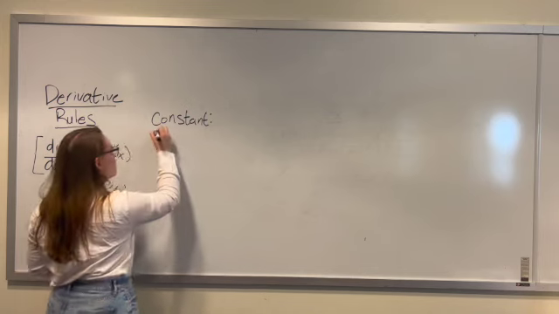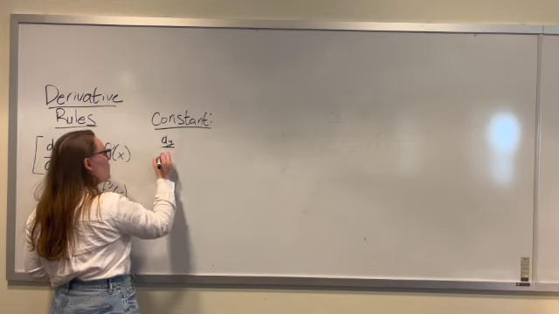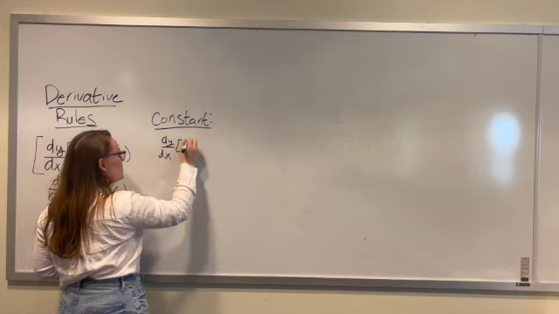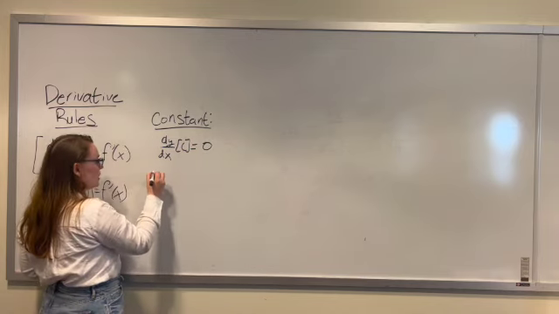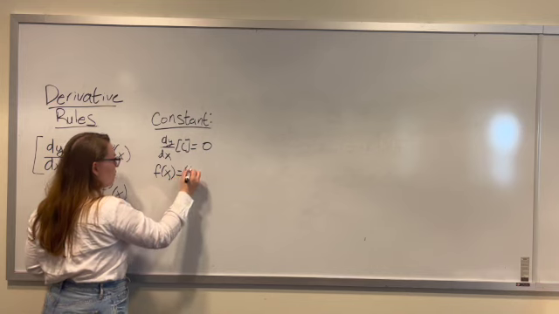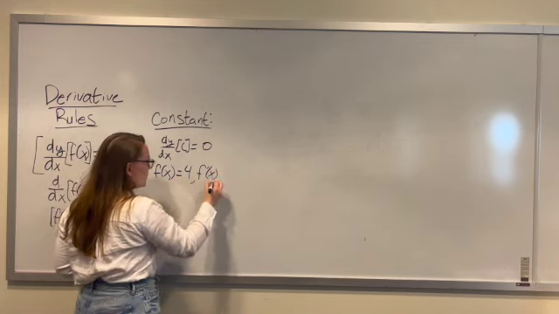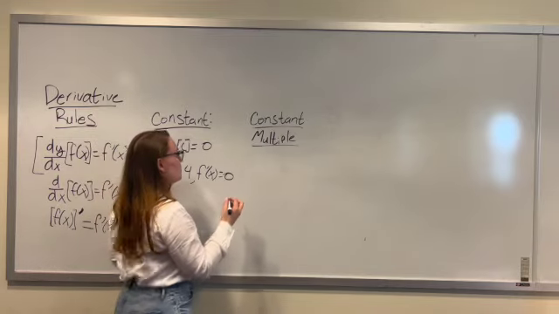That is, if we take the derivative of some constant c, it's equal to 0. So for example, if our f of x is equal to 4, our f prime of x is equal to 0.